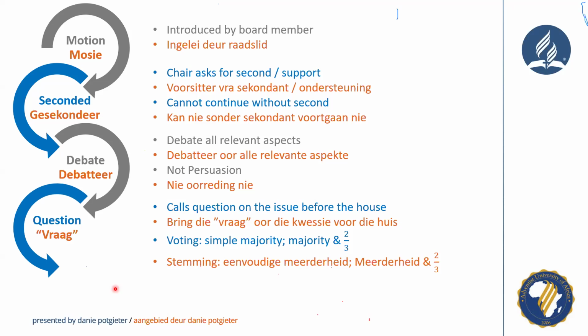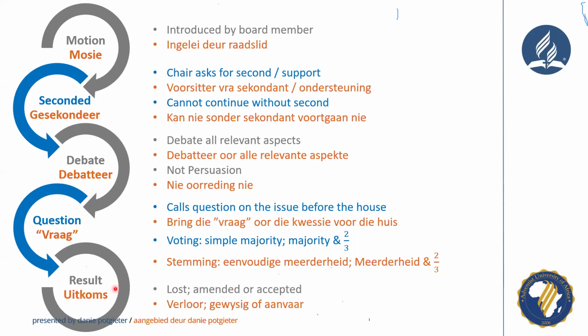So when we finish with the discussion, one of the members can call question, and that means that we have finished with the discussion, or we want to cease discussion. We don't need any more information. We're ready to vote. We've discussed the majority, the 2/3, and even the tie. So I'm not going to get into that more at this stage.